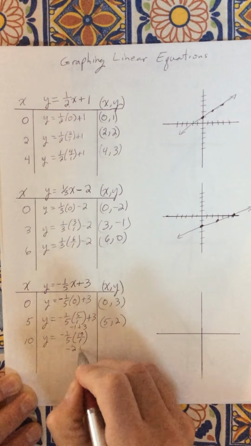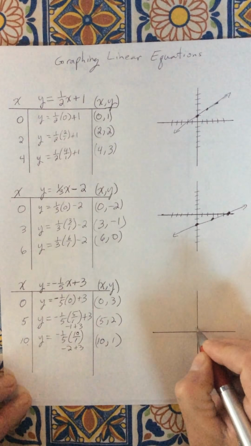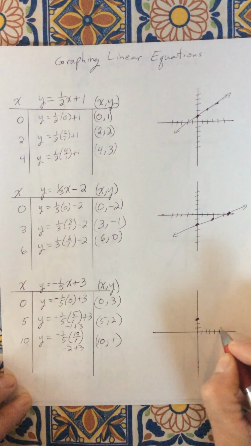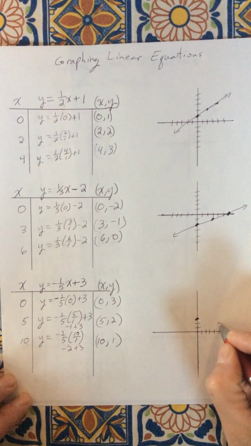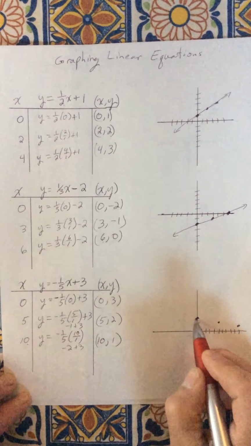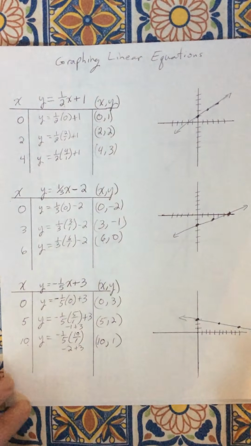And so when I graph these, I left this blank just to show you we have to put more numbers in. 0, 3 is going to be up 3. 5, 2 is going to go over 5, 1, 2, 3, 4, 5, and up 2. And then 10, 1, there's 5, 6, 7, 8, 9, 10, and up 1. And there's my line. So that's how you graph linear equations when you have a fraction for your slope.